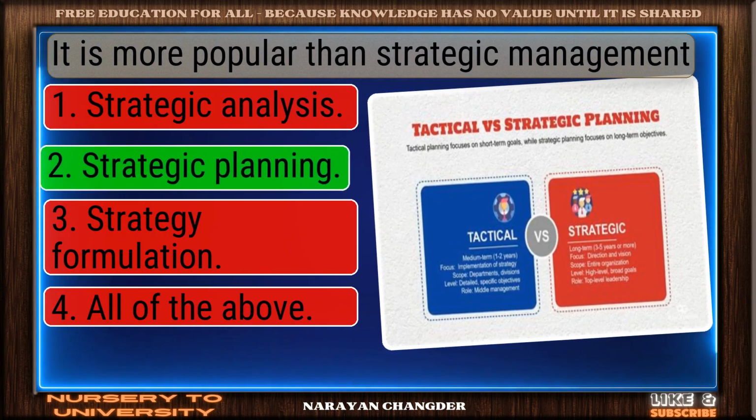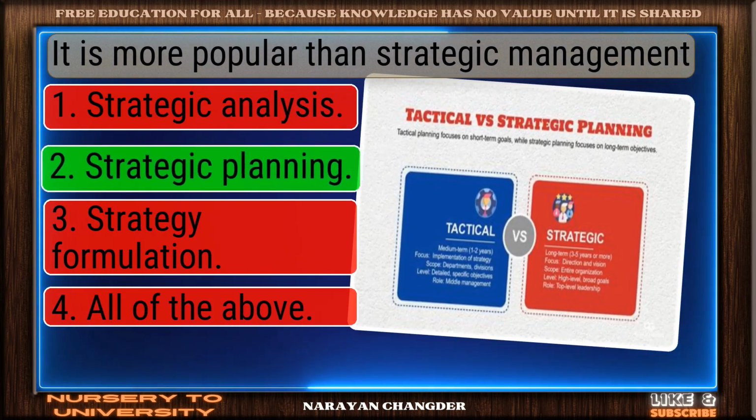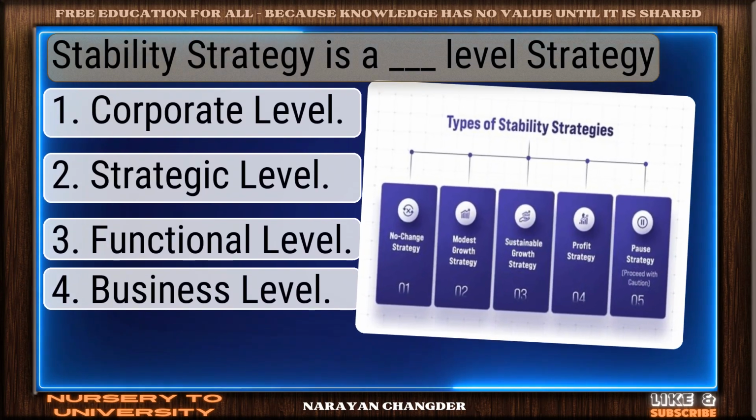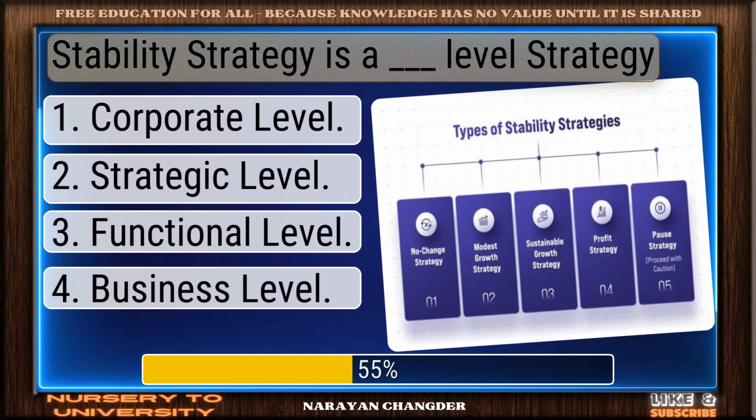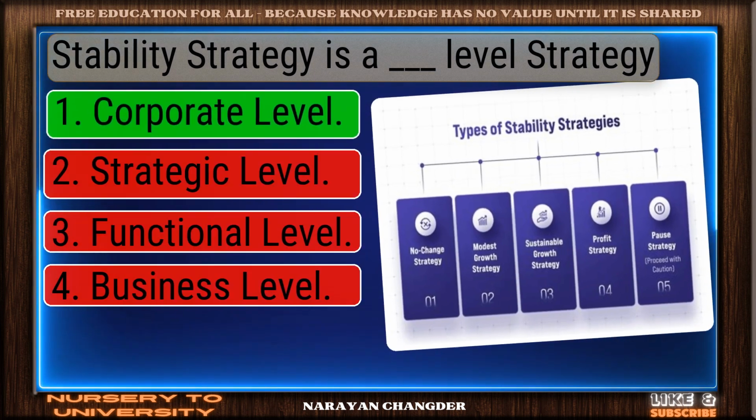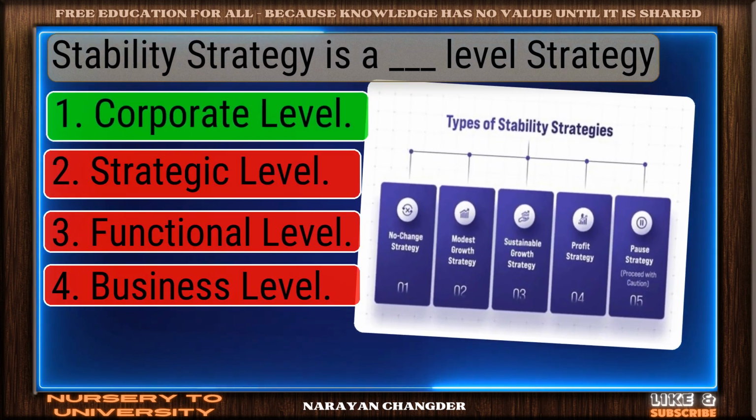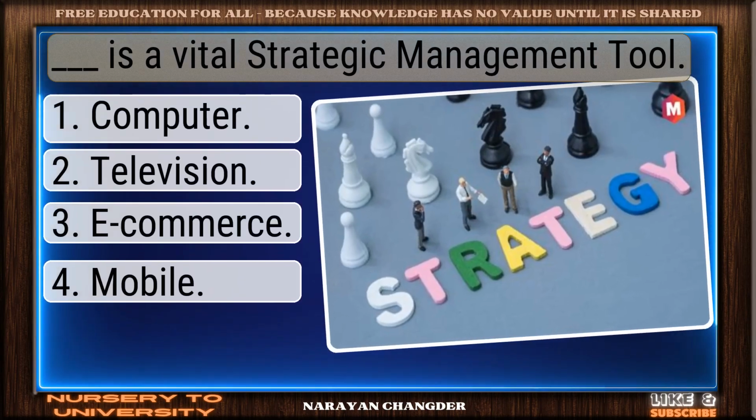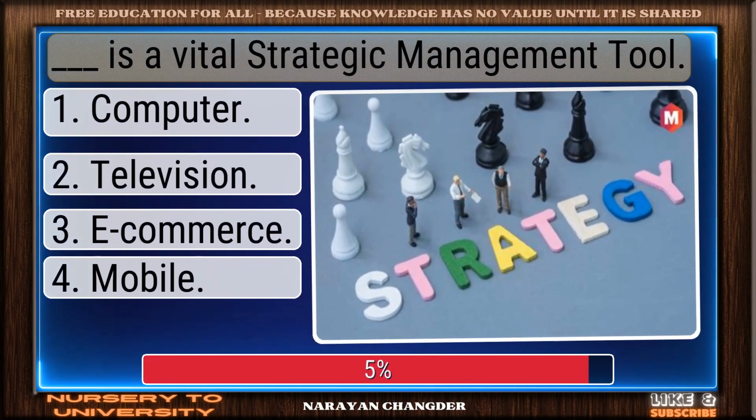Right choice. Strategic planning is the best answer. Stability strategy is a dash level strategy. Nice selection. Corporate level is the correct and valid answer. Dash is a vital strategic management tool.